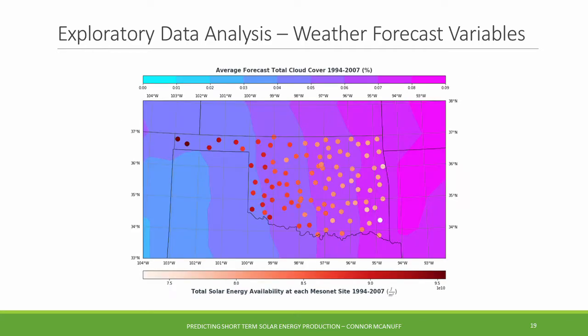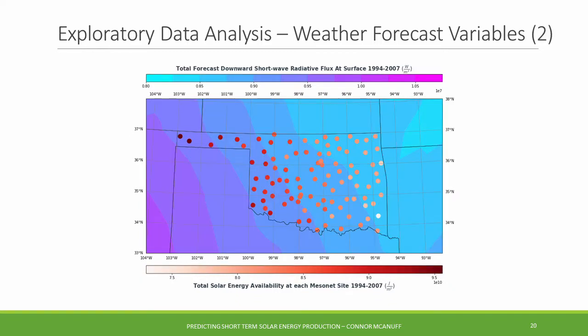Let's take a closer look at a couple of the weather forecast variables. The average forecast total cloud cover is plotted as contours over a map of Oklahoma. Cloud cover is highest in the east and lowest in the west, inversely correlated with total energy, unsurprisingly, as clouds obscure sunlight. The total forecast downward shortwave radiative flux at the surface has the opposite trend as cloud coverage. Radiative flux is a measure of power per unit area.